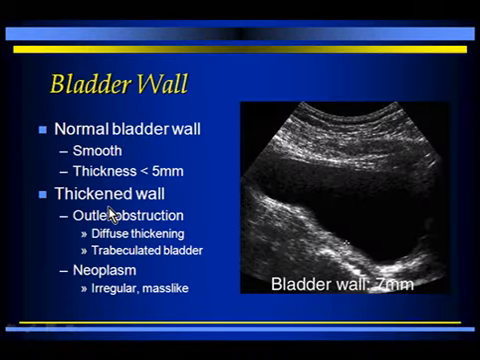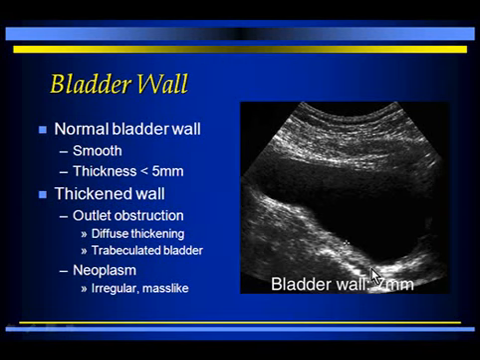Now, when we look at the bladder wall, the wall of the bladder should be smooth and thin. In general, the bladder wall should be less than 5 millimeters in thickness, and we like to measure that bladder wall with the urine as a nice anechoic contrast to the wall, and then with the bright fat in back of the bladder showing you where the other side of the wall is, the outside of the wall. So this is bladder wall here, and this is a thick bladder wall measuring 7 millimeters.